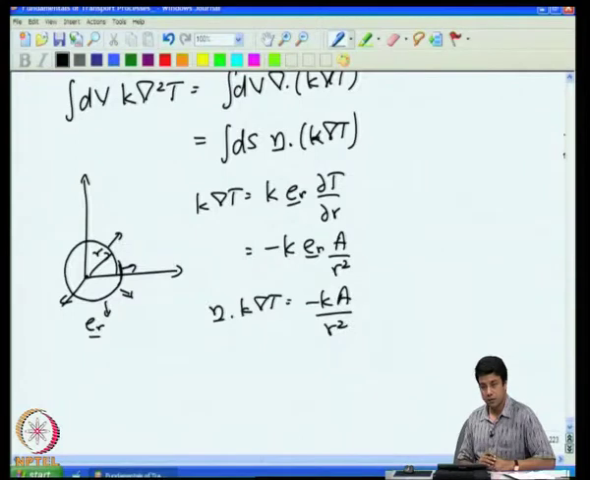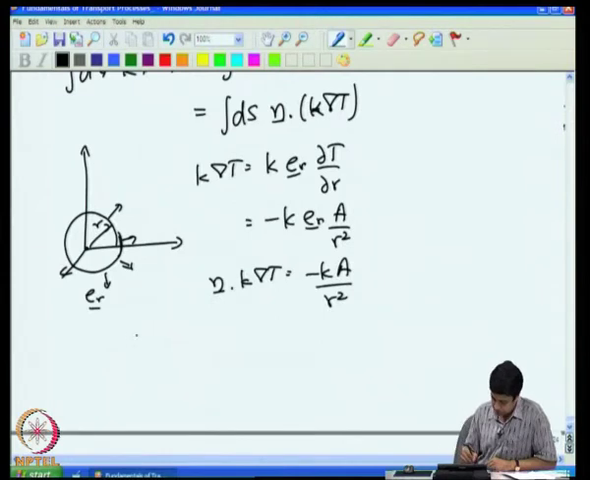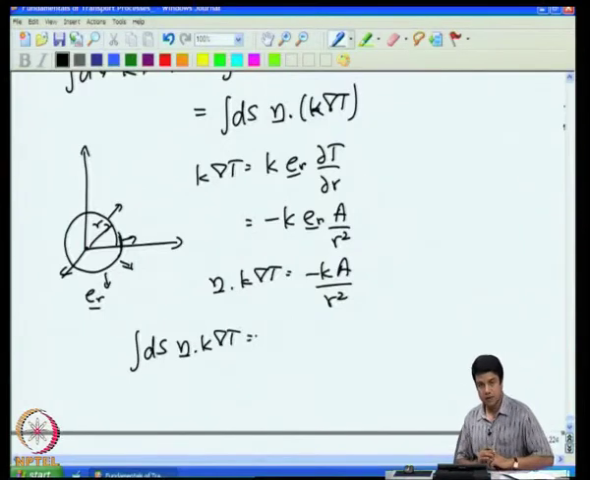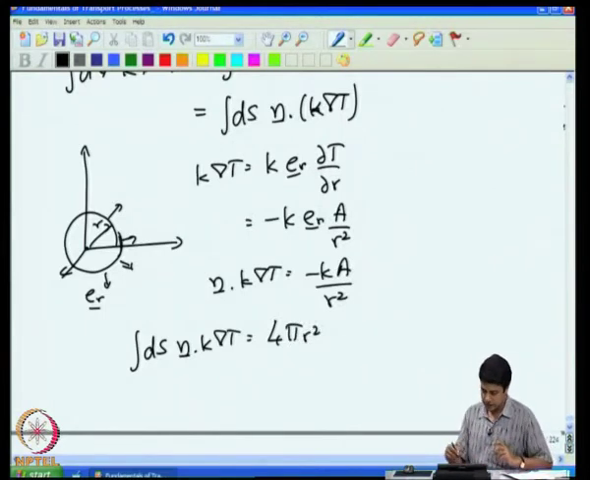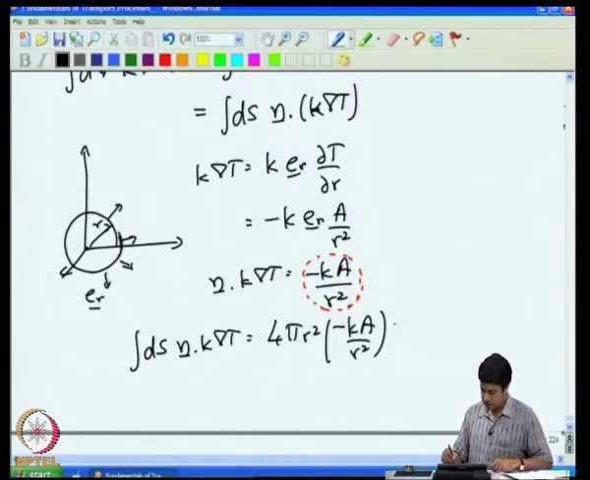Now, what is the integral over the surface? The integral dS of n dot K grad T involves the surface area, which is 4 pi r square. Since the surface is at a fixed radius r, this function is a constant. So, I get the surface area times minus K A by r square, and this just becomes equal to minus 4 pi K A.